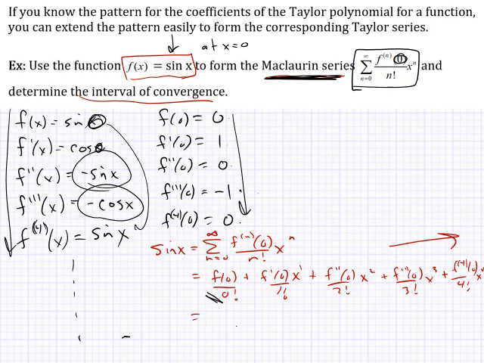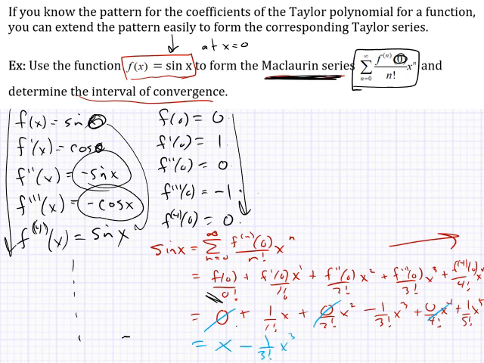Well, what were these different derivatives and functions? f of 0 was 0, f prime of 0 was 1, f double prime of 0 was 0, f triple prime was negative 1, then 0, then the next one would be 1. That would be for the 5 factorial, and it's going to continue. So you see a pattern here. 0, 0, 0, they're all going to go away. What do we get? We get x minus 1 over 3 factorial x cubed plus 1 over 5 factorial x to the fifth. You see the pattern, minus 1 over 7 factorial x to the seventh plus 1 over 9 factorial x to the ninth minus, etc. So that is the power series for sine x.